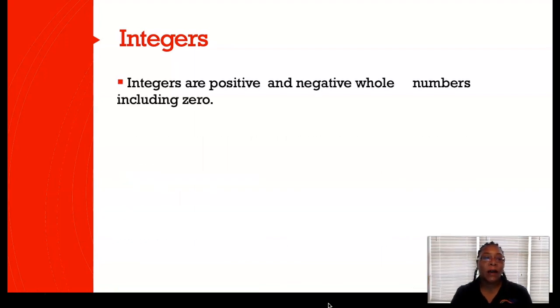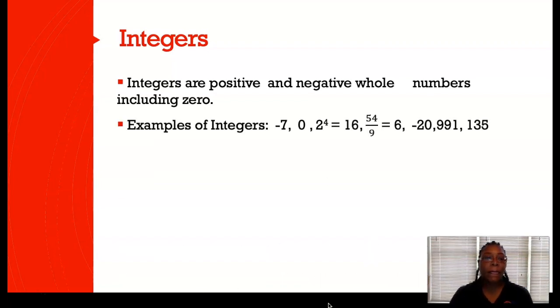What are integers? Take about 30 seconds to write down the definition of integers and give me some examples and non-examples. Great job. Integers are positive and negative whole numbers, including 0. 0 is neither a negative nor a positive number.